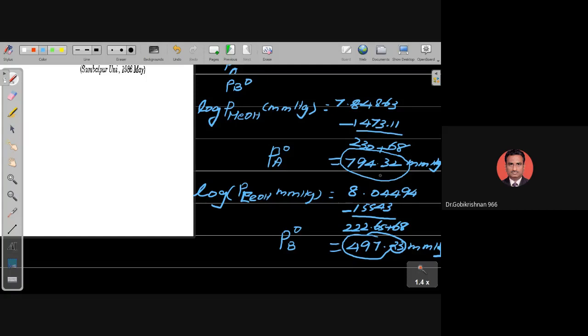Then we selected the temperature 68 here, and for that we calculated the vapor pressure of methanol and ethanol as 794.32 and 497.23. For this temperature we want to find out the values of X and Y, that is XA and YA, with the help of Raoult's law. That's all. Now I write here. According to Raoult's law.